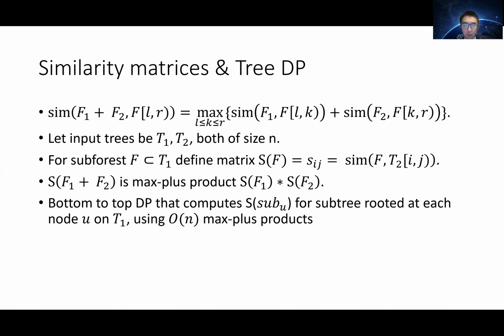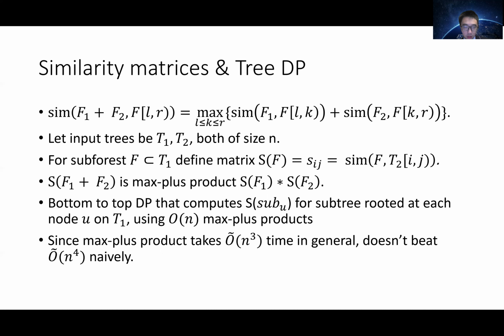Therefore, we can use a bottom-up DP that computes the similarity matrix of the subtree U for each node U on T1. And this uses O(n) max-plus products. However, max-plus product takes cubic time in general. And so a naive implementation of this DP scheme only reaches the running time of O(n to the fourth power), which is obviously not optimal.